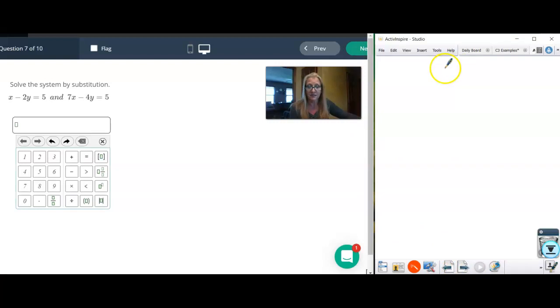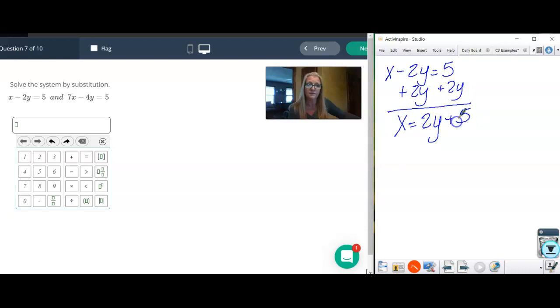In this system here, clearly the equation on the right would be heinous to solve for a variable with all those coefficients. But I look at this first one and I see that x doesn't have a coefficient. It's always easiest to solve for a variable that does not have a coefficient. So in this case, I would solve this one for x by adding 2y to both sides. And that will give me x equals 2y plus 5 because 5 was positive.